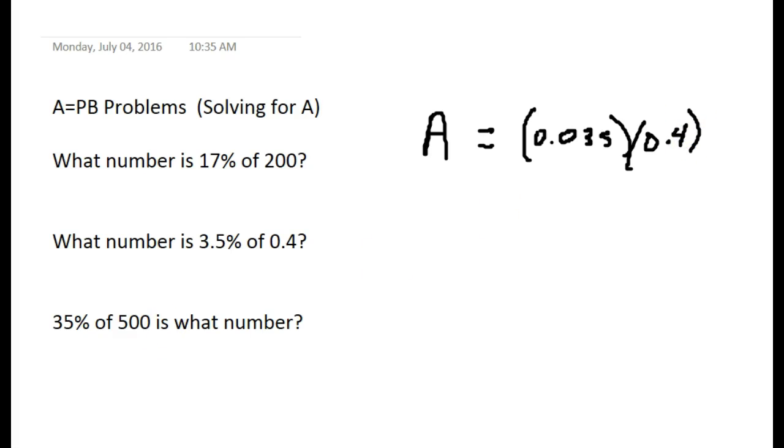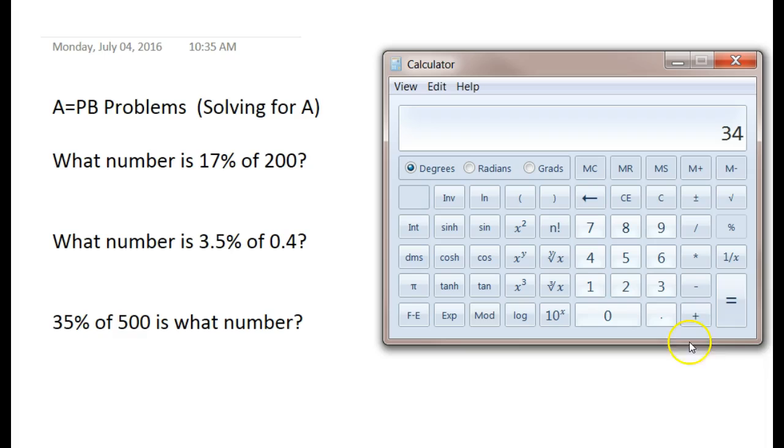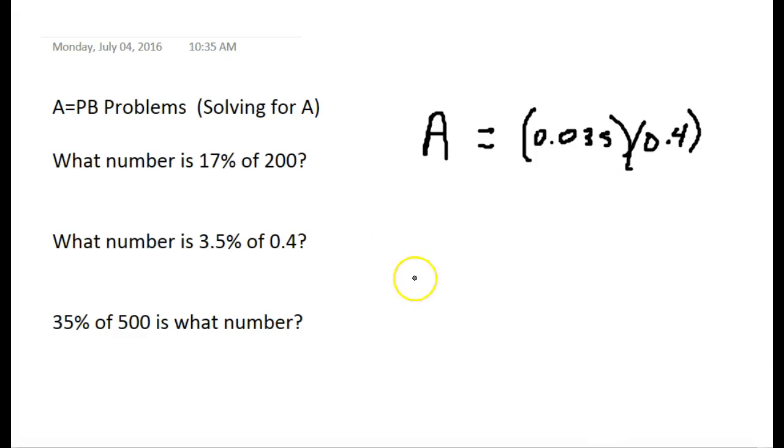Let's get my calculator up here. 0.035 times 0.4 equals 0.014. That's my answer. A equals 0.014. So my answer is 0.014. What number is 3.5% of 0.4? 0.014. All right, let's look at another one.